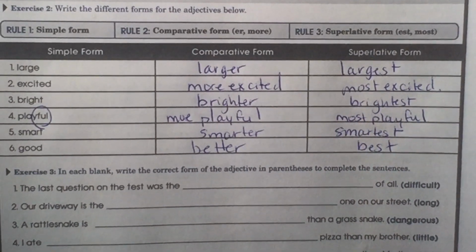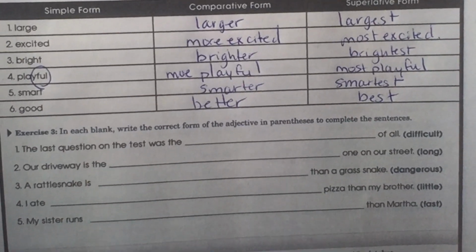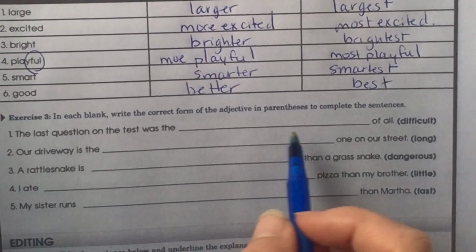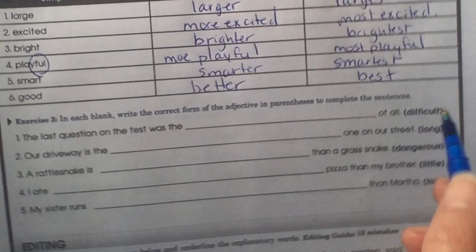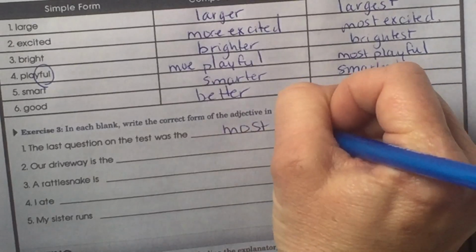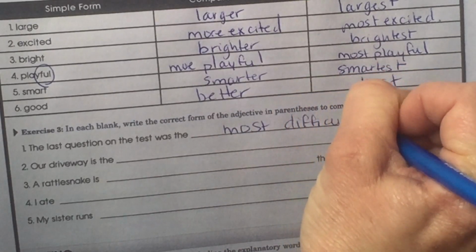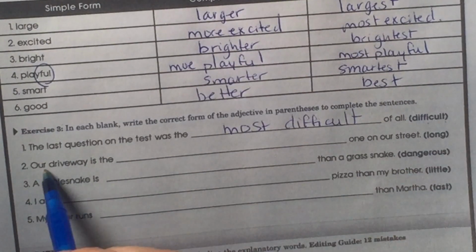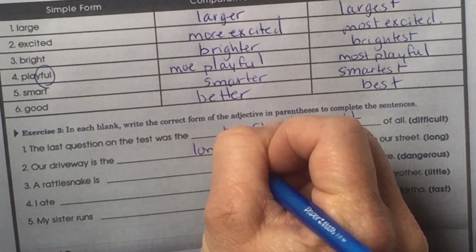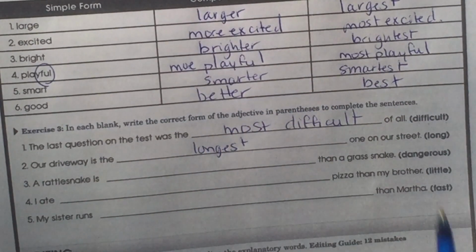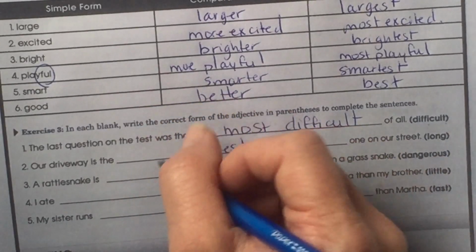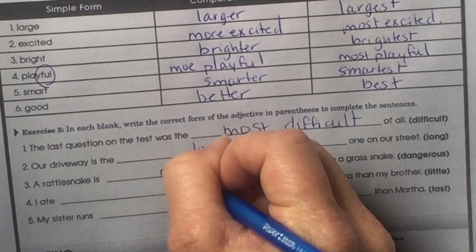Okay. Let's do these. All right. So the last question on the test was the difficult, the most difficult. So 3 syllables, difficult. We know that's going to be most difficult. Long, our driveway is the longest, the most long, so longest, right? A rattlesnake is blank than a grass snake. Dangerous, 3 syllables, so more dangerous, not dangerouser. More dangerous.